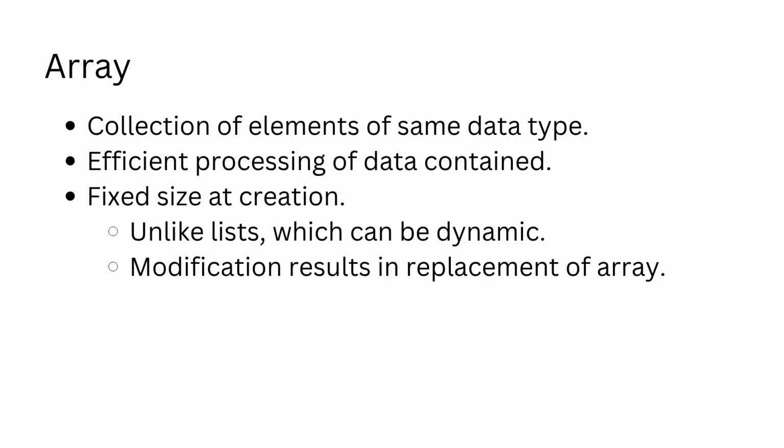At the core of NumPy is an ND array. It is short for n-dimensional array. An array is a data structure that stores multiple elements of the same type in a contiguous block of memory. Unlike lists, which can grow dynamically, arrays are of fixed size when created. Any modification to the size of the array would result in the deletion of the array and creation of a new array in its place.